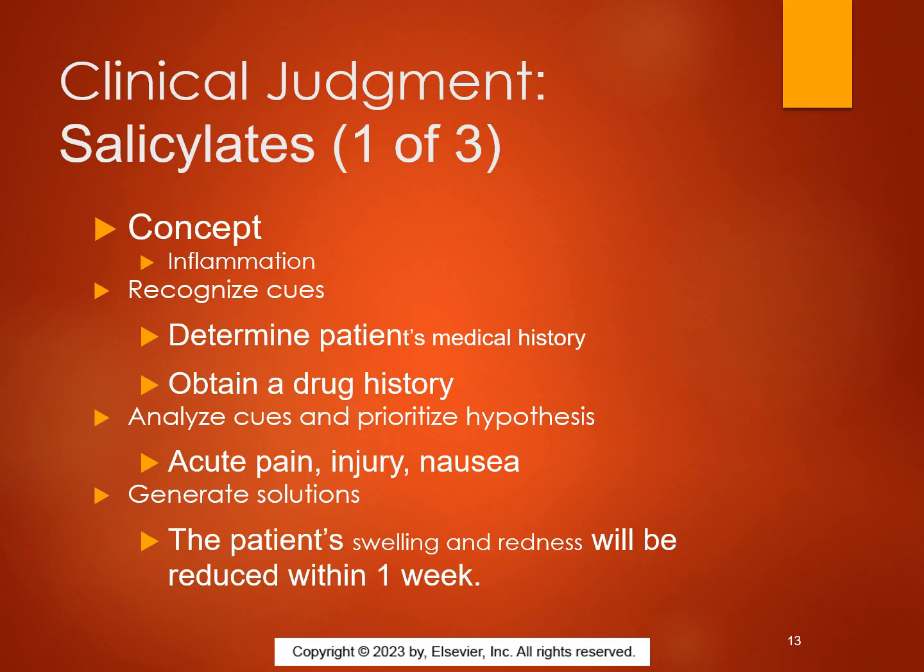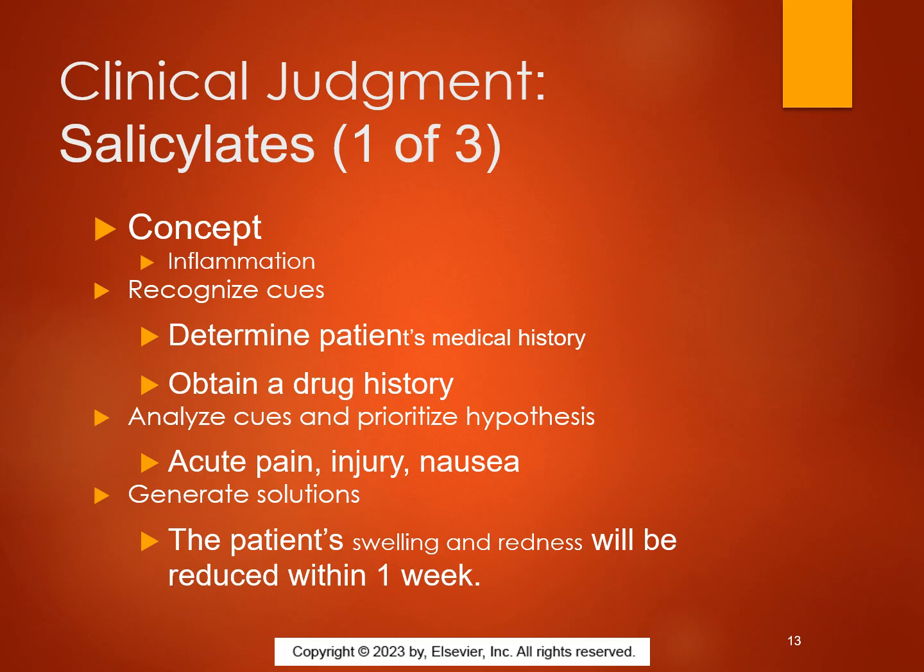So again, I know this may sound repetitive, but we're trying to reinforce that inflammation is the body's protective response to injury, infection, or irritation, but when it's in excessive amounts, it causes pain and tissue damage. Some key signs of inflammation, again, are redness, swelling, heat, and pain. So recognize cues. What is the nurse going to look for?